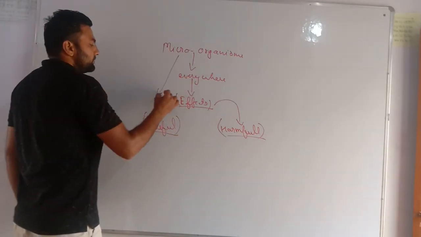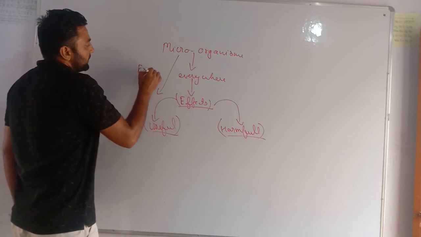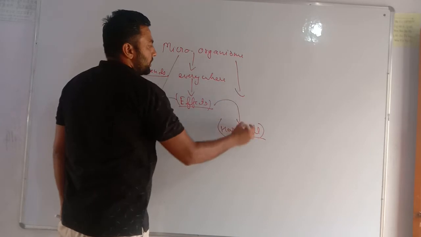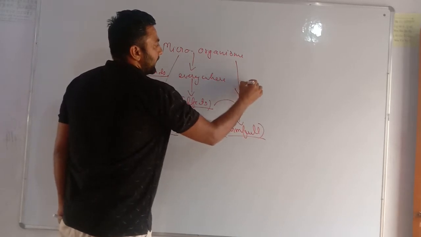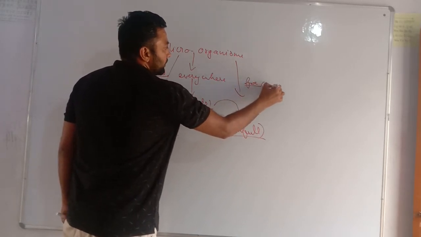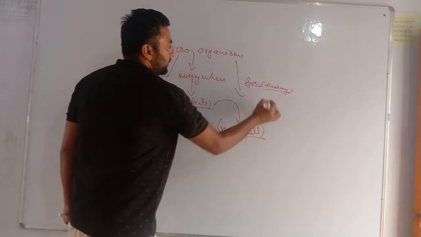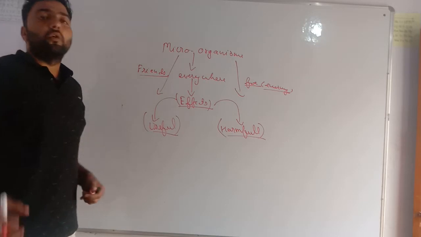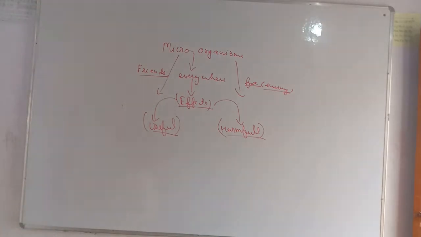When microorganisms show useful effects, they are our friends. And when microorganisms show harmful effects, they are our enemy or foe. So first of all, we will see the useful or friendly microorganisms.